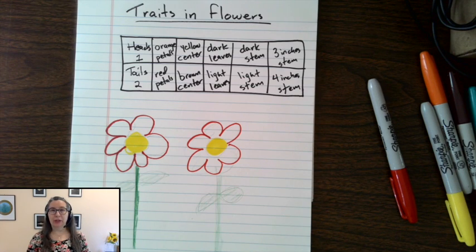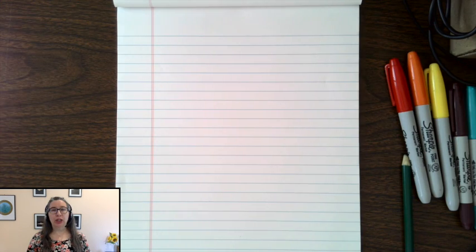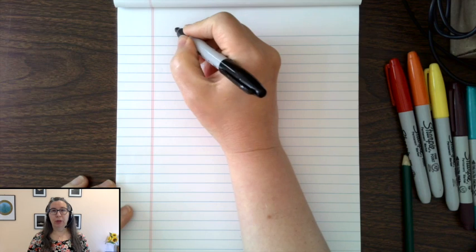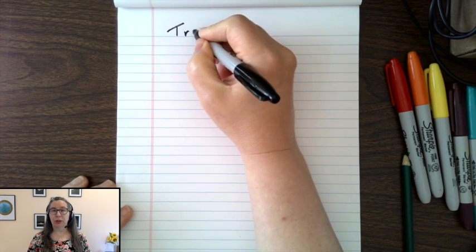Hi everyone. Today's Science Lab is about traits in flowers. You're going to make some flowers and show how different kinds of traits end up in them. You're going to need a piece of paper and some different colors of things to draw with, either markers or crayons or colored pencils.